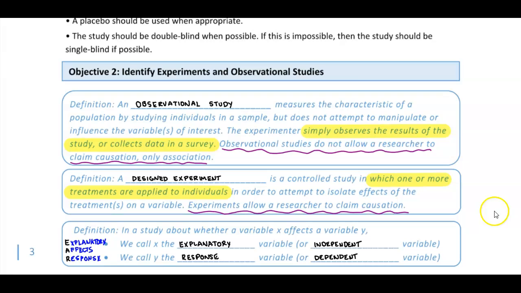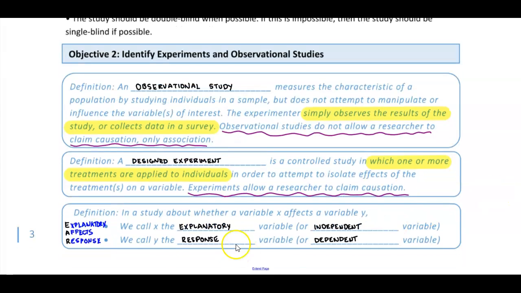A designed experiment is a controlled study in which one or more treatments are applied to individuals in order to attempt to isolate effects of the treatment or treatments on a variable. Experiments allow a researcher to claim causation.